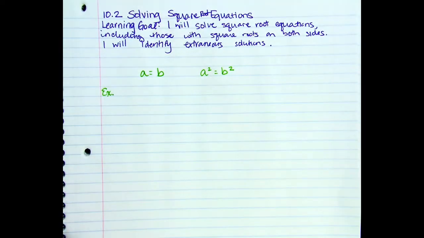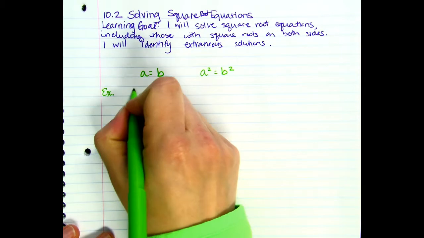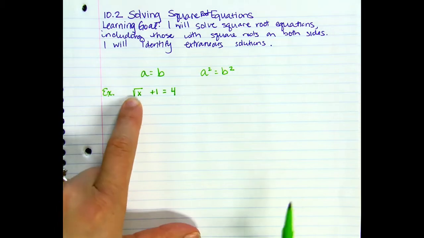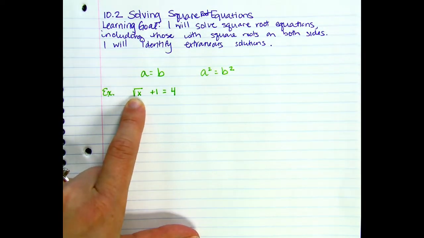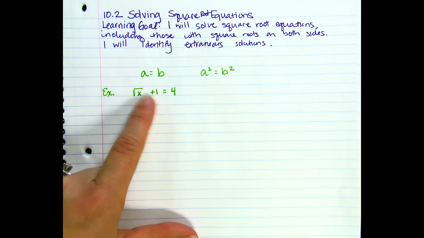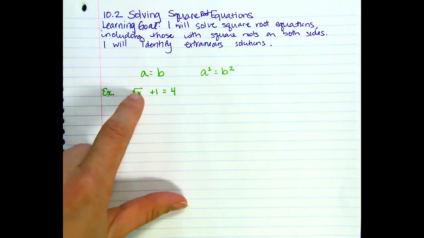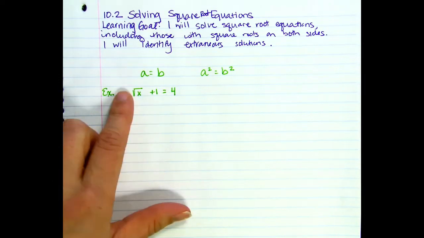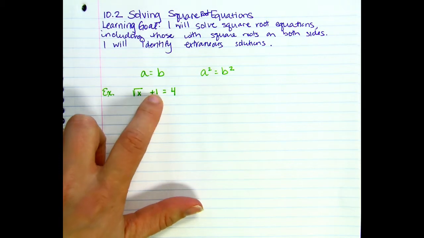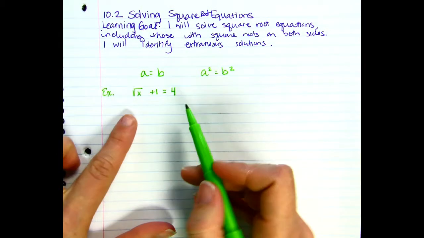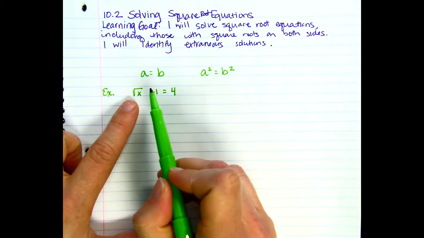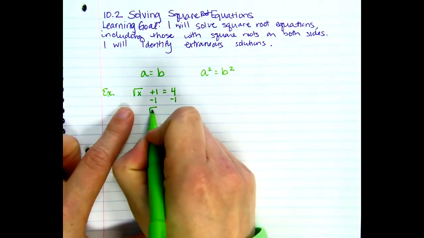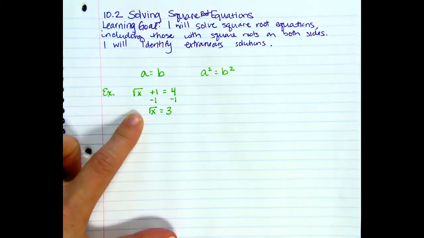So our first example, if we know that the square root of x plus 1 equals 4, we want to solve for x. So the big thing that we want to notice here, the 1 is not under that square root sign. So you want to be super careful that you're making it very clear what is under the square root and what is not. So in this case, it's just the square root of x plus 1 equals 4. So to solve this, I want to get the square root by itself. So the first thing I will do is I will subtract 1 from each side, and I get that the square root of x equals 3.